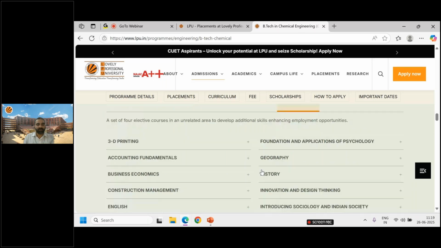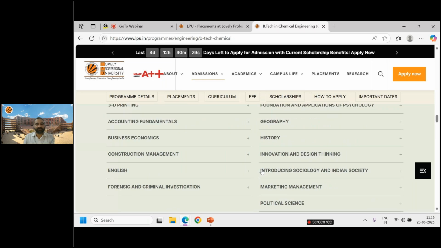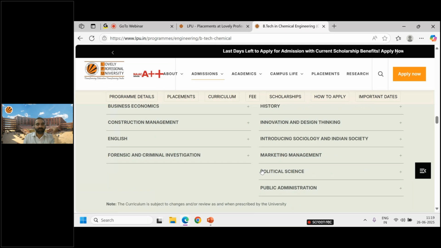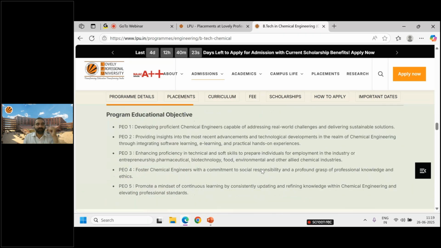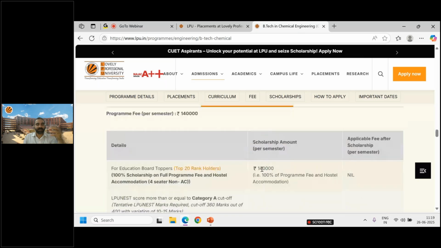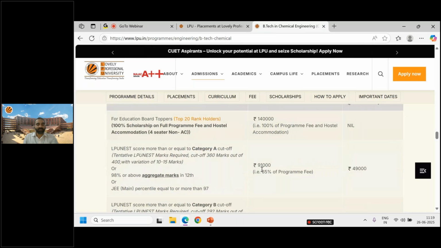If you have an interest in geography and history along with the BTech chemical engineering subject, you can study these subjects also as per your interest. And if you want to know the fee structure and the scholarship benefits we are offering to the toppers of your qualification, like 12th class.